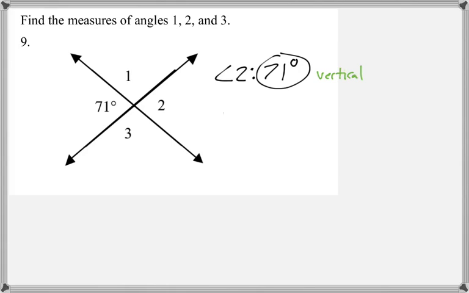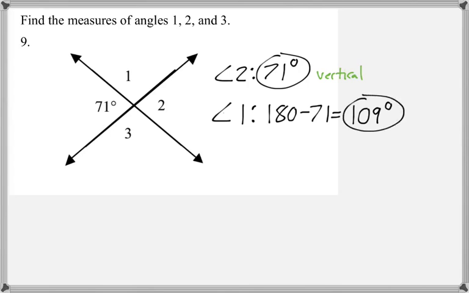Now we actually can find out what angle 1 is from angle 2, because angle 1 and angle 2 add up to be 180 degrees. So they are supplementary. So if we take 180 minus 71, we get 109 degrees. And again, this is because they are supplementary.